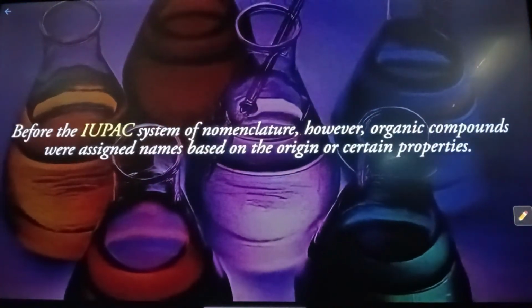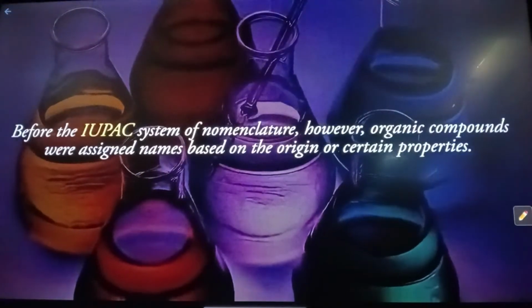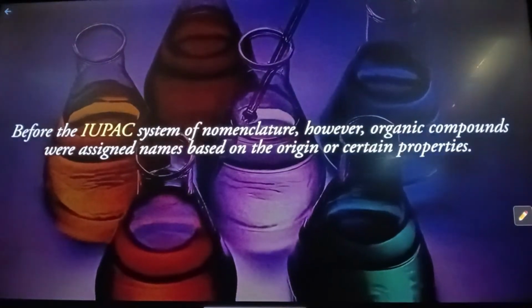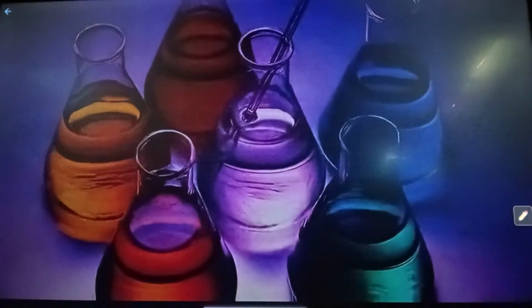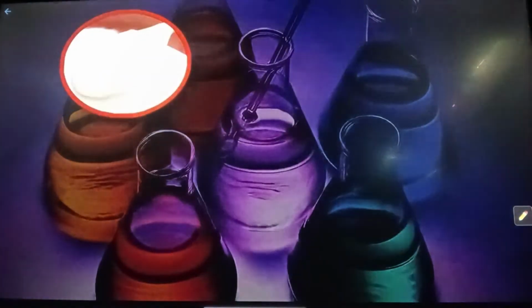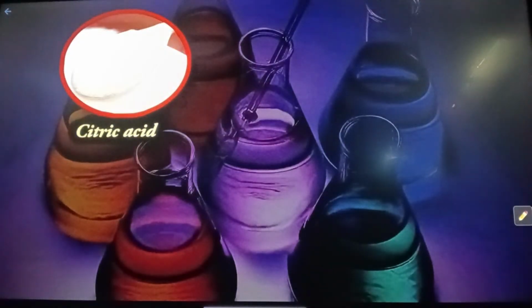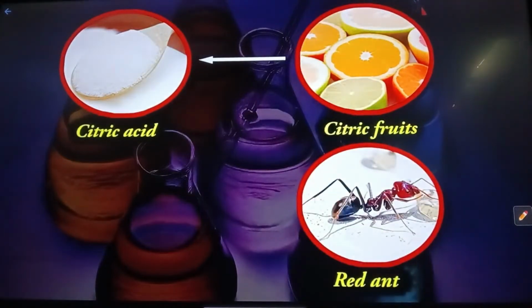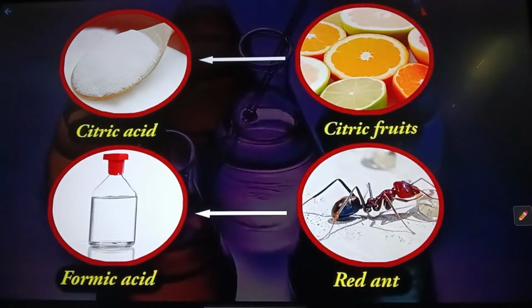Before the IUPAC system of nomenclature, however, organic compounds were assigned names based on the origin or certain properties. For instance, citric acid is named so because it is found in citrus fruits, and the acid found in red ant is named formic acid, since the Latin word for ant is formica. These names are traditional and are considered as trivial or common names.